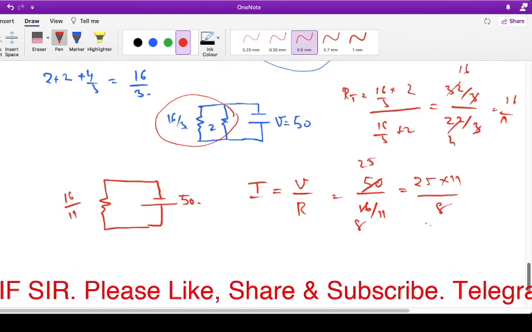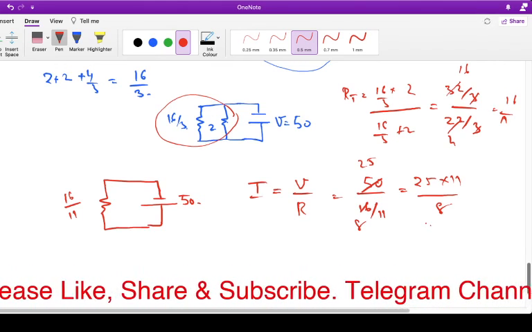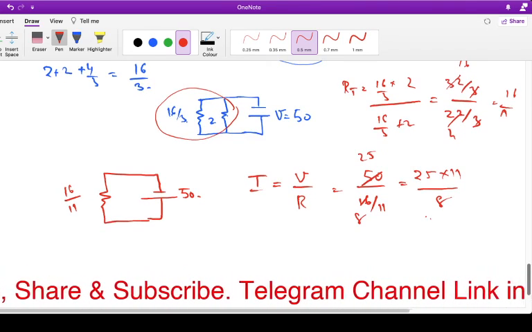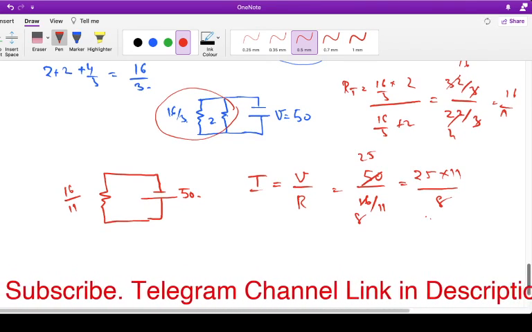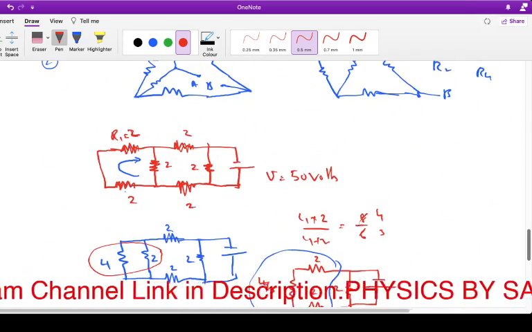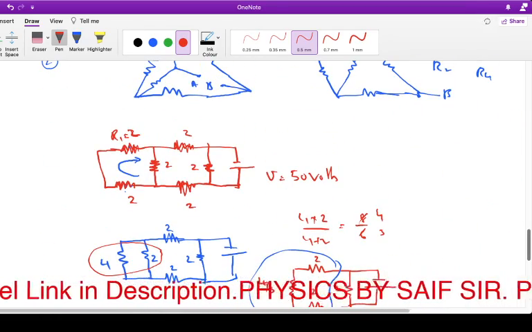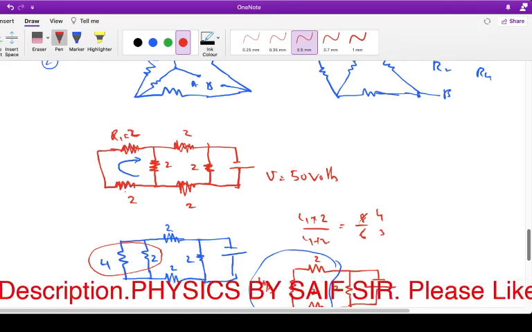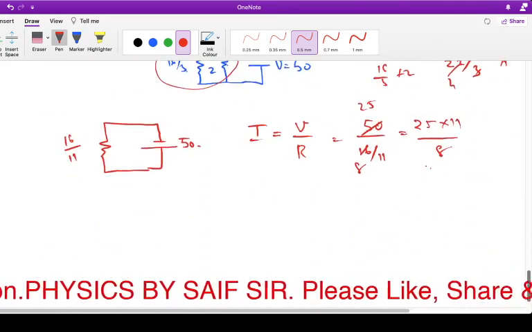So in this class you have seen complex resistance circuit. After that we have seen Wheatstone bridge, different types of Wheatstone bridge, and we have also tried to solve a parallel series resistance problem. Okay, thanks for watching.